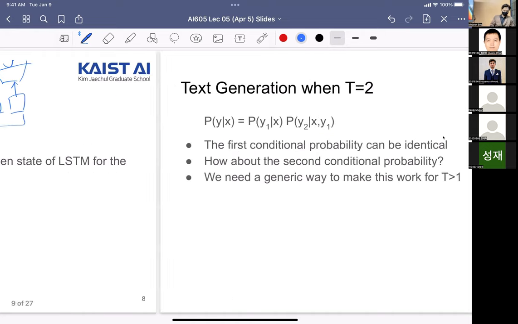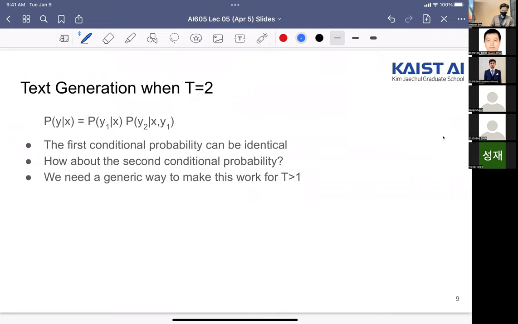It gets more complicated when T equals two. We can still use the same distribution for the first word. But how about p(y2 given x and y1)? We can maybe try to create another layer for the second distribution. But then we also want that to be dependent on the output of the first layer. And of course, we're going to continue doing this.